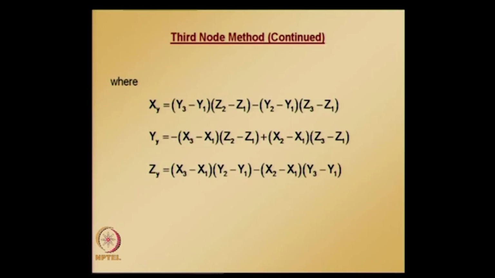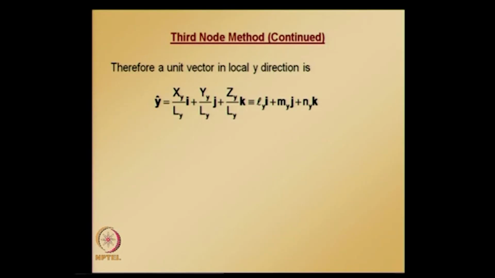and the length of this vector is given by the square root of xy square plus yy square plus zy square. The square root of that gives us the length, and once we have the length, we divide the vector by its length and we are going to get the unit vector along the local y direction. So, we got the unit vector along the local x axis and the unit vector along the local y axis, then it is straightforward.